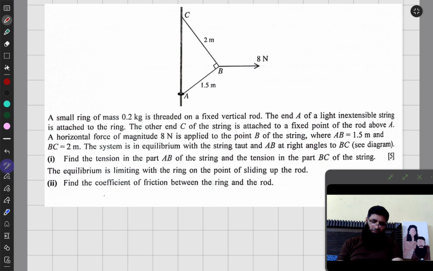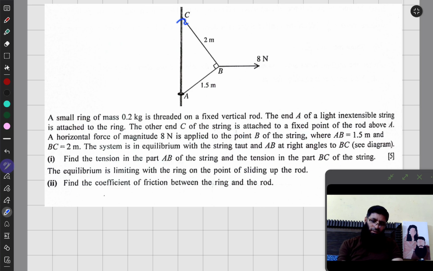So let's move to the next question. All right, look at this question. A small ring or object of mass 0.2 kg is threaded on a fixed vertical rod. This is the ring of mass 0.2 kg, and the end A of a light inextensible string is attached to the ring, and the other end C is attached to a fixed point. This is the fixed point at which the other end of the string is attached, and a horizontal force of 8 Newton is applied to the point B.